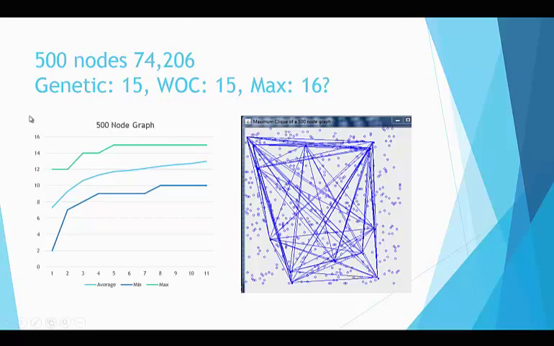So again, the 500 node graph with 74,206 edges. Again, I was not able to find the maximum, but the genetic algorithm and the wisdom of the crowds algorithm were only one node off. And you can see in the illustration that it is a very dense graph. And you can see the genetic algorithm improves the population over time. The overall population is becoming more fit throughout each generation.